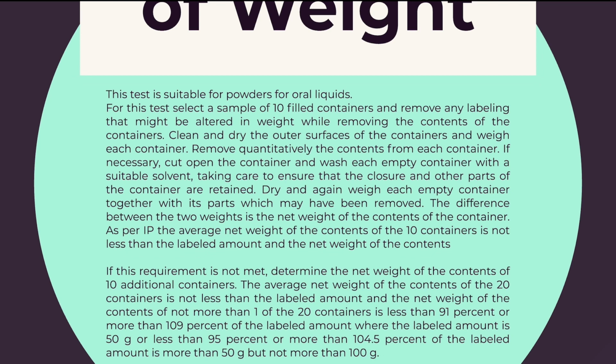If this requirement is not met, determine the net weight of the contents of 10 additional containers. The average net weight of the contents of the 20 containers is not less than the labeled amount, and the net weight of the contents of not more than one of the 20 containers is less than 91% or more than 109% of the labeled amount, where the labeled amount is 50 gram or less; or less than 95% or more than 104.5% of the labeled amount where the labeled amount is more than 50 gram but not more than 100 gram.